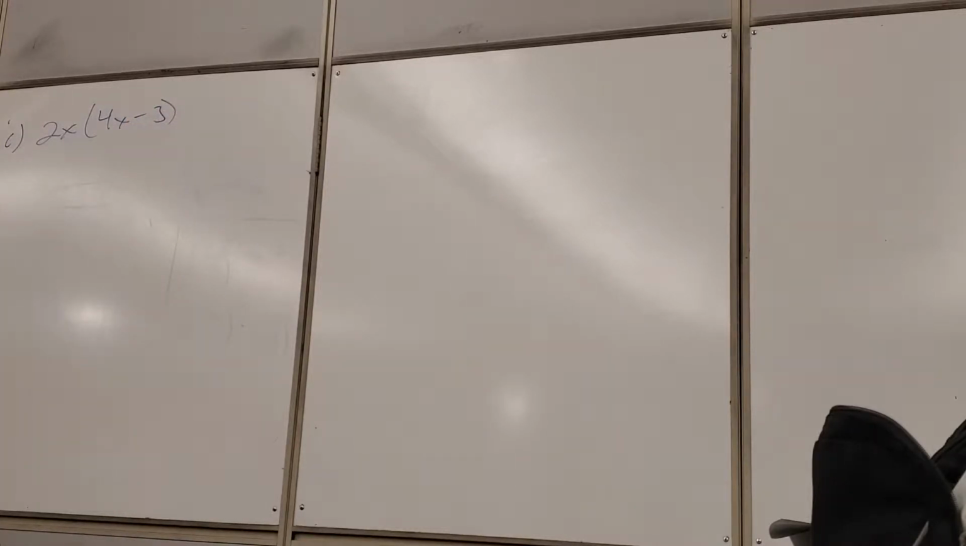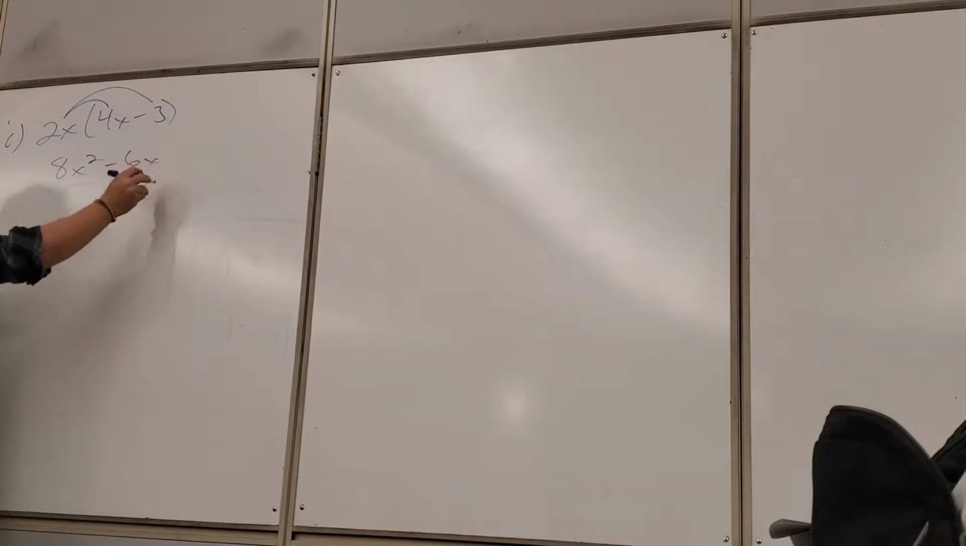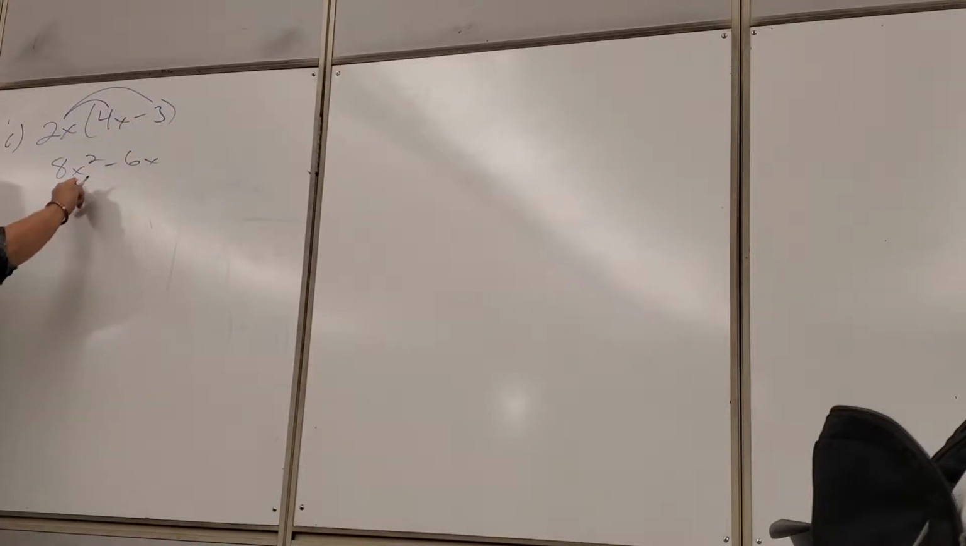Distribute. Yeah. So what do you get? 8x squared minus 6x. See how many terms I got in the answer? 2. How many terms did I have here? 2. Okay, you can't create terms, right? All right, so what we're getting into now is to do that whole thing backwards.